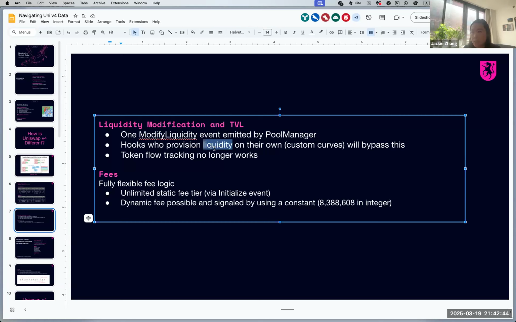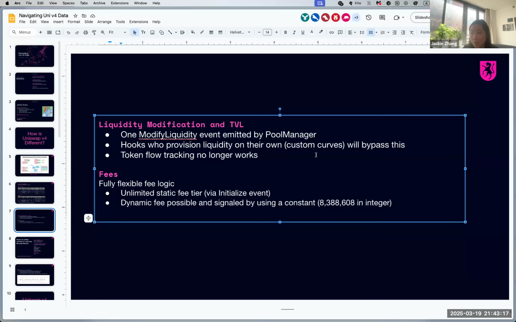But similar to how volume can be problematic with custom curve hooked pools, liquidity can be problematic because the hooks can provision the liquidity on their own and bypass the modified liquidity event completely. So you won't be able to see the event being emitted. Keep that in mind when you start constructing logic queries for your use case.